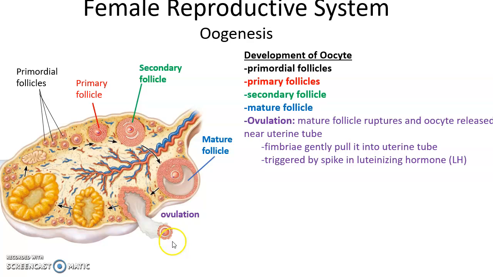Ovulation is the release of the oocyte. The mature follicle will rupture, releasing the oocyte plus some cells surrounding the oocyte out into the pelvic cavity, and then the cilia beating on the fimbriae of the uterine tube will gently pull it into the uterine tube and send it down along to the uterus. The trigger to cause ovulation is a dramatic spike, a dramatic increase in the amount of luteinizing hormone in the female's bloodstream.